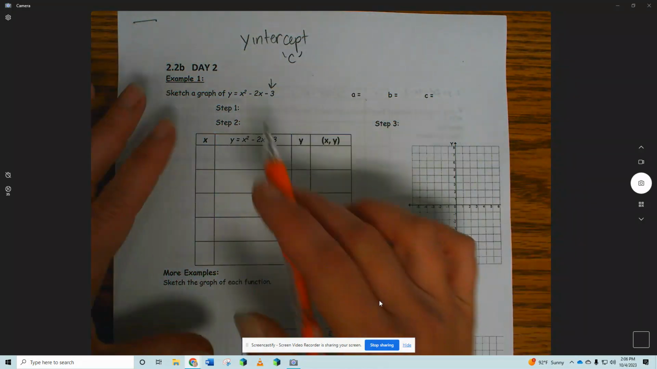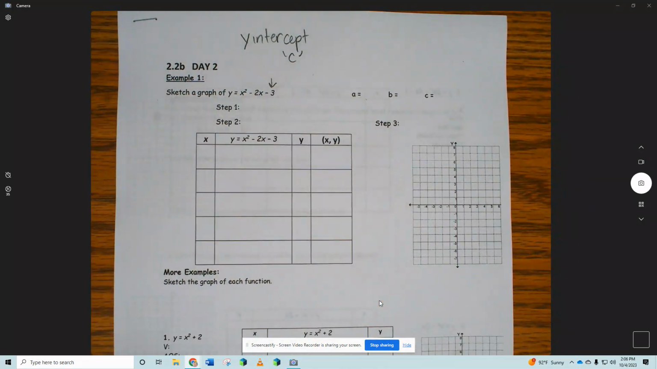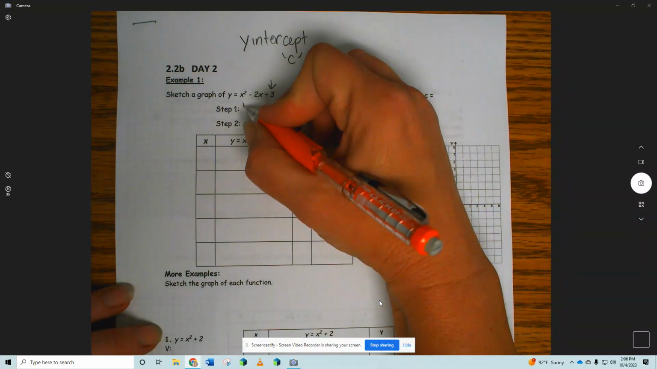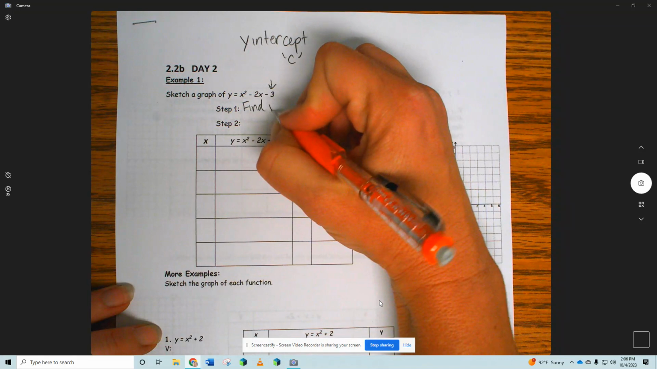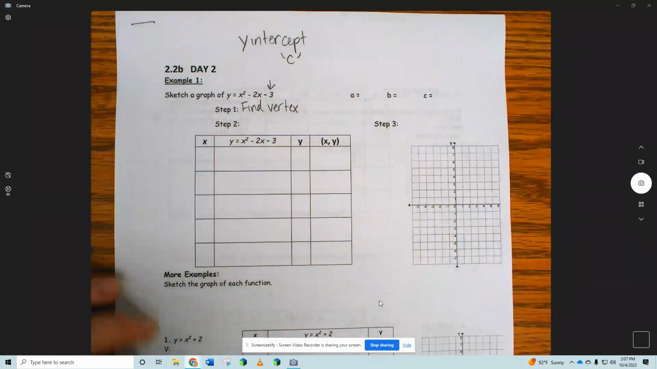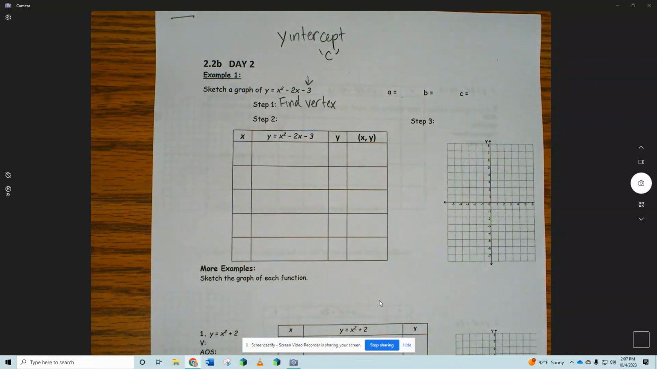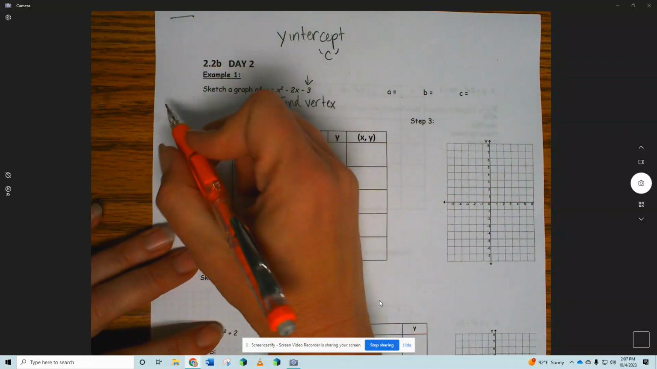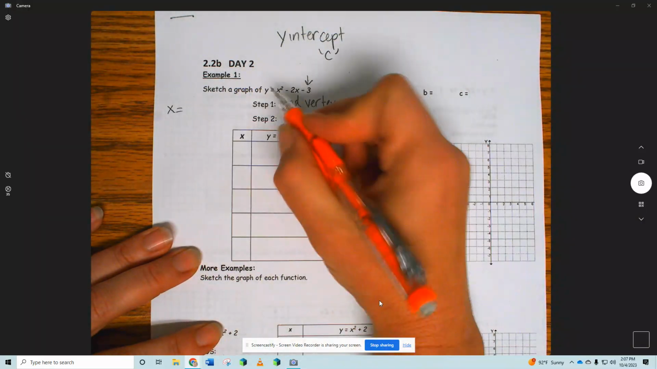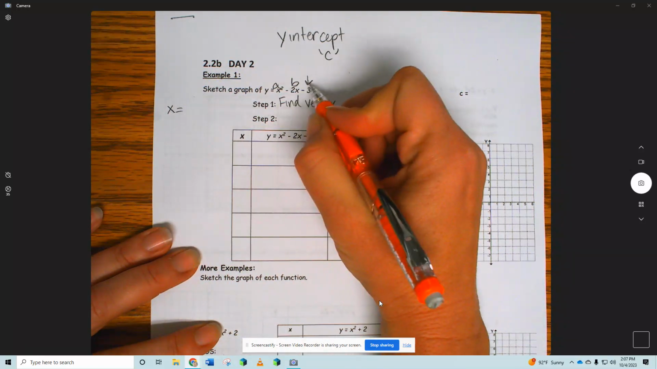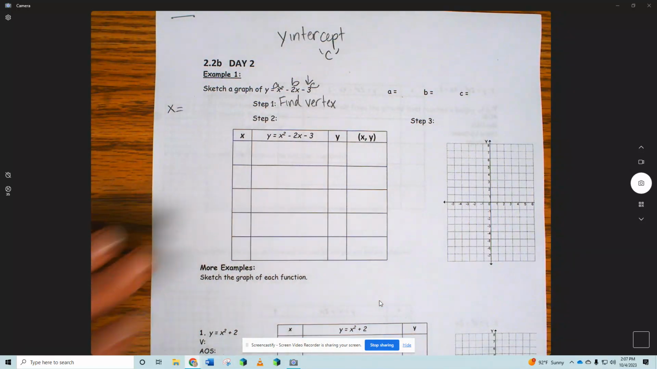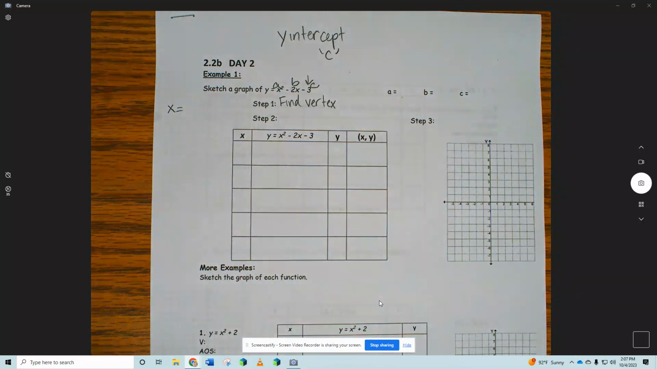Okay. This is different than yesterday, but the first step is the same: find the vertex. And that's going to be -b over 2a. So I'll have to do my work over on the side. X equals... A is 1, B is -2, C is -3. -b over 2a.